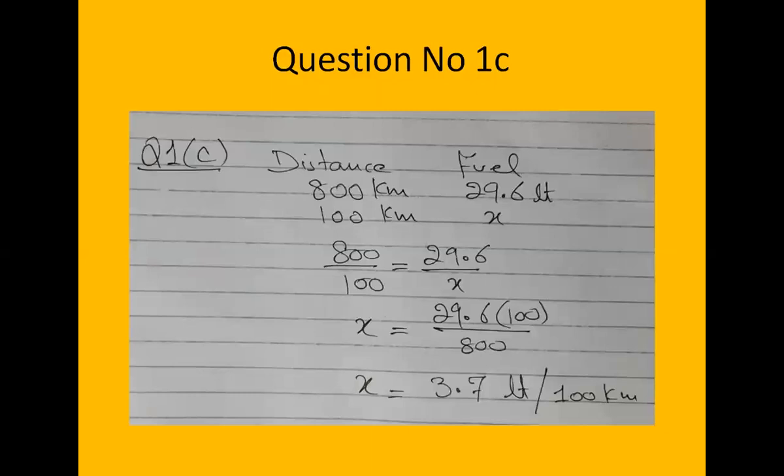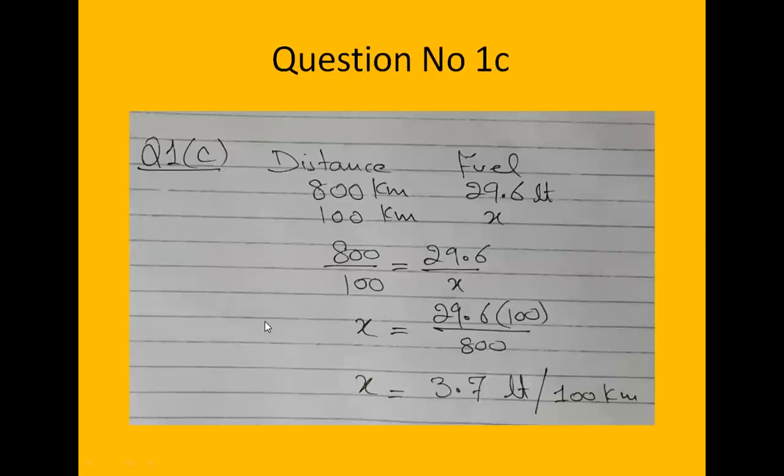Okay, so I wrote there that distance and fuel, I'm going to write them in the proportion. 800 kilometers needs 29.6 liters, 100 kilometers requires how much? I wrote here X. So it's 800 by 100 equals to 29.6 divided by X. So X will come here, 800 will go downstairs, 100 will go upstairs. So X is equals to 29.6 into 100 divided by 800.